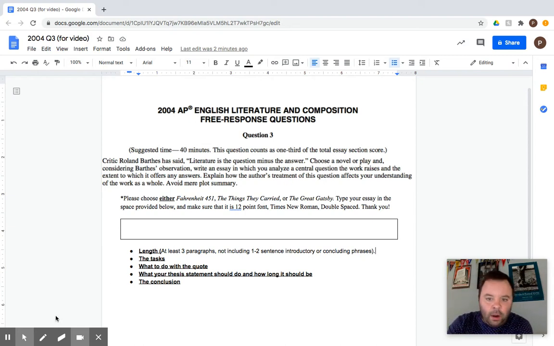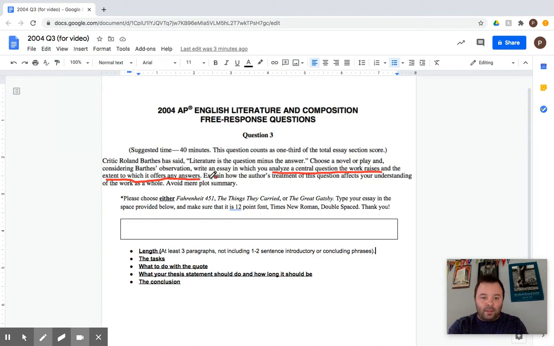So as you can see, what we've got here is 3 things. The first task is analyzing a central question the work raises. The second is the extent to which it offers any answers. So I would call these almost two different tasks, because you've got to talk about what the question is and to what extent it offers any answers thematically. Remember, Q3s, it's always all tying back to theme. What is it about what we're looking at that can be universal and something that can be applied to our everyday lives, or at least life broader than just the text itself. Then in this last one, it says, explain how the author's treatment of this question affects your understanding of the work as a whole.